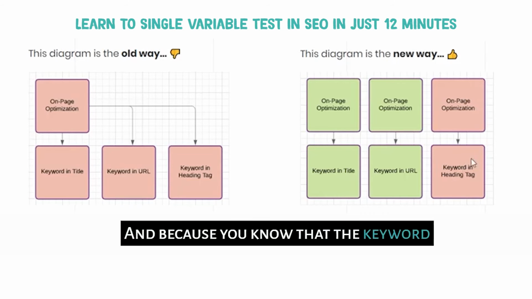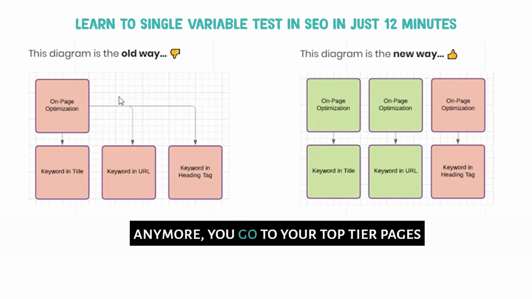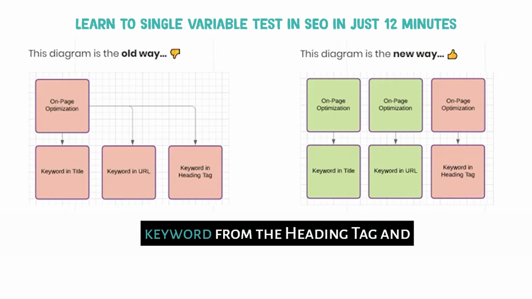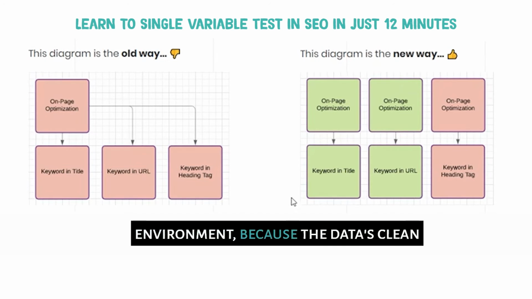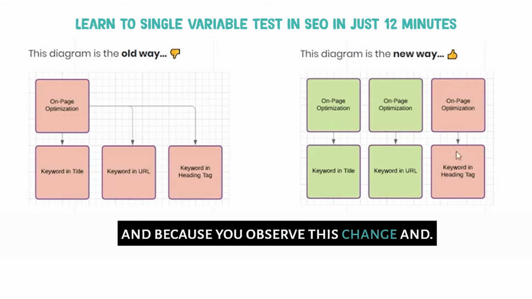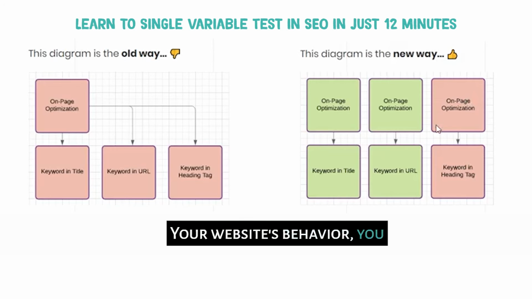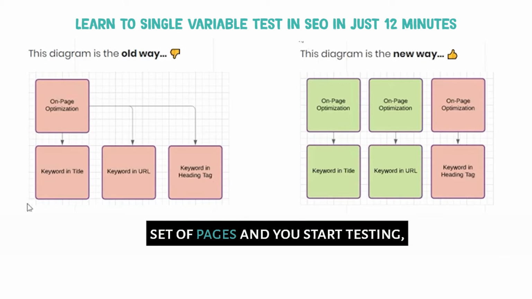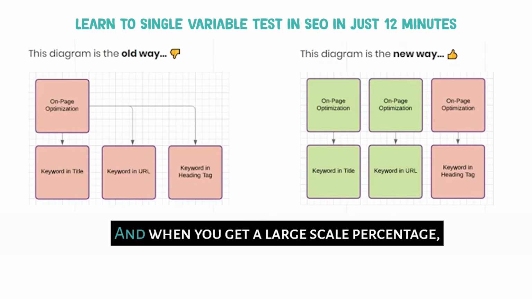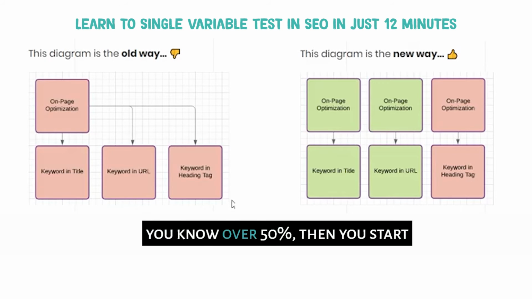And because you know that the keyword in the heading tag no longer works, you go to your top tier pages and little by little, you remove the keyword from the heading tag and you start to see an increase. Because of your controlled environment, because the data is clean, and because you observe this change in your website's behavior, you know that this is no longer beneficial towards your site. So you go to your main core set of pages and you start testing removing that. And when you get a large scale percentage, over 50%, then you start to see incremental revenue gains.